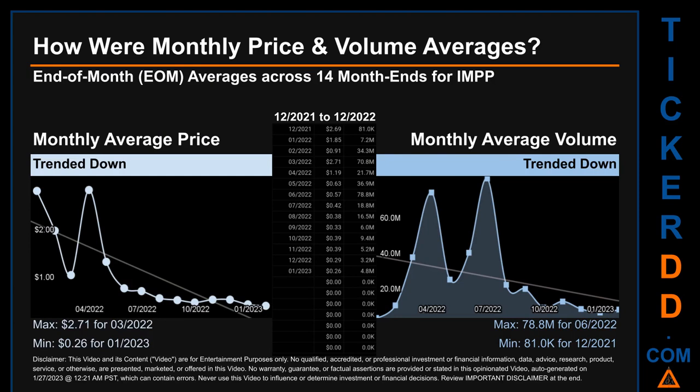How were price and volume averages for IMPP? Across 286 trading days, there were a total of 14 month ends, for which monthly averages for daily price and volume were calculated. Overall, monthly price average trended down while monthly volume average trended up. The maximum end-of-month average price was $2.71 for 03/2022, while the minimum was 26 cents for 01/2023. Looking at volume, 06/2022 and 12/2021 respectively saw the highest and lowest monthly average volume at 78.8 million and 81,000.